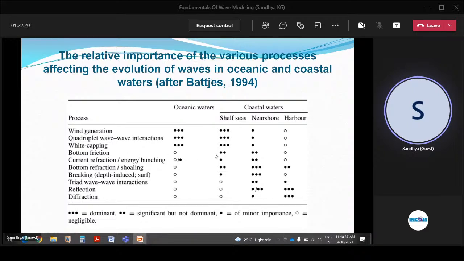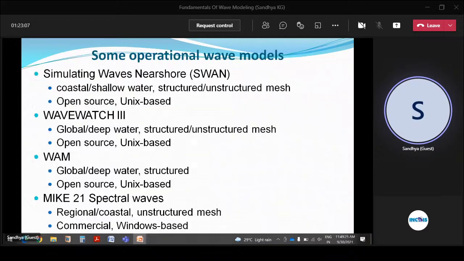Now, bottom friction comes into action in shelf seas and near shore. Current refraction or energy bunching are also significant in near shore areas only. Then depth-induced breaking and shoaling are dominant only in near shore and significant in shelf seas. You can see the triad wave interaction is not dominant anywhere, but it is significant in nearshore areas. Reflection and diffraction we will not be discussing much. Diffraction is not considered in some of the wave models, and it is not that important in normal conditions except in harbors.